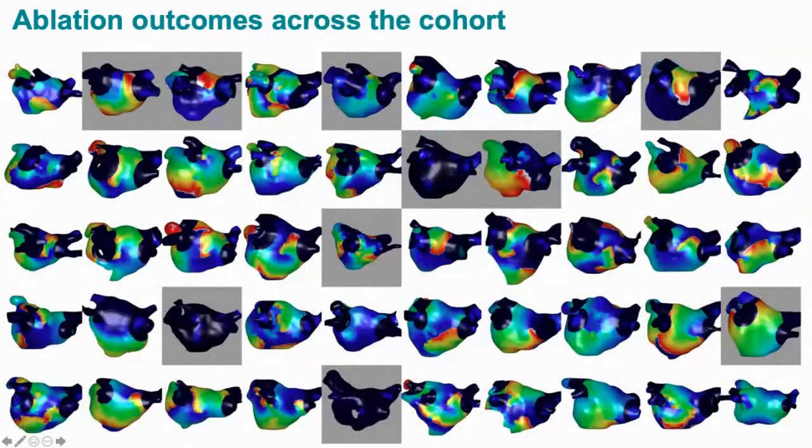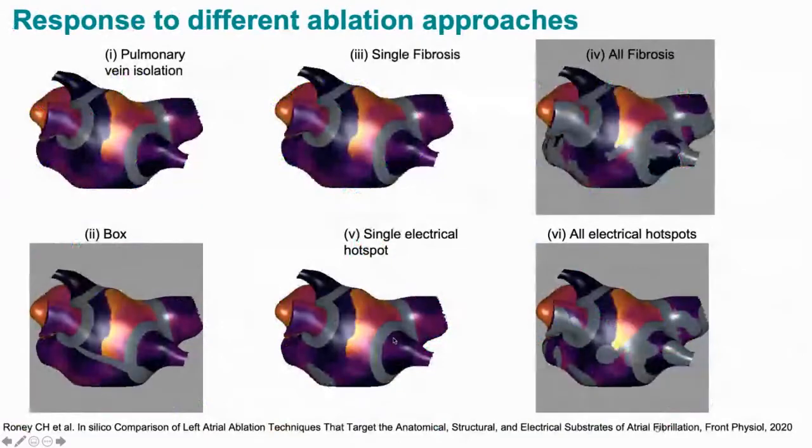And what we saw here was that if we have our 50 different models, we see different outcomes depending on the model. So these models have different anatomies and different fibrosis distributions. The ones with the white background still have atrial fibrillation after the ablation, whereas the ones with grey have either terminated or it's a more simple re-entry.